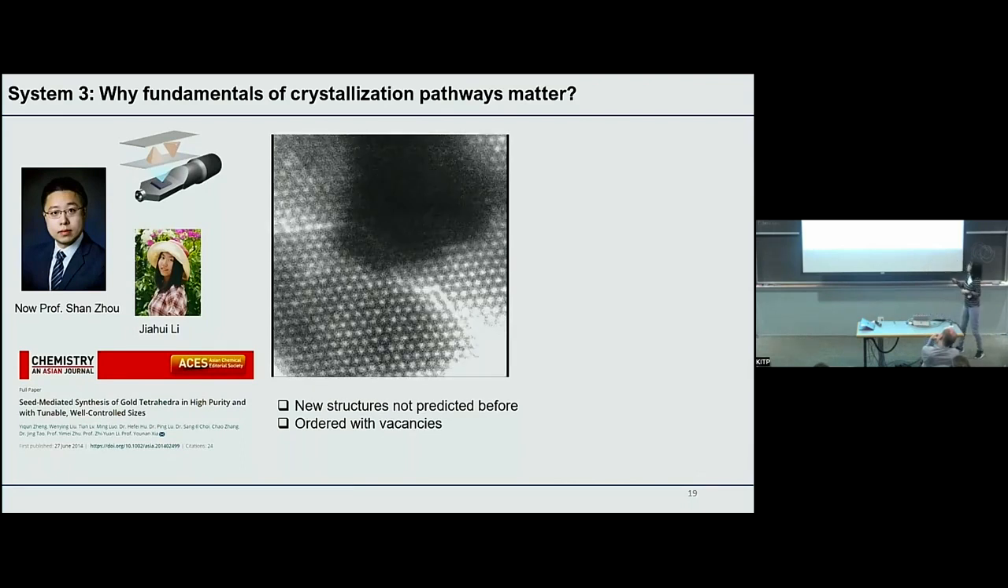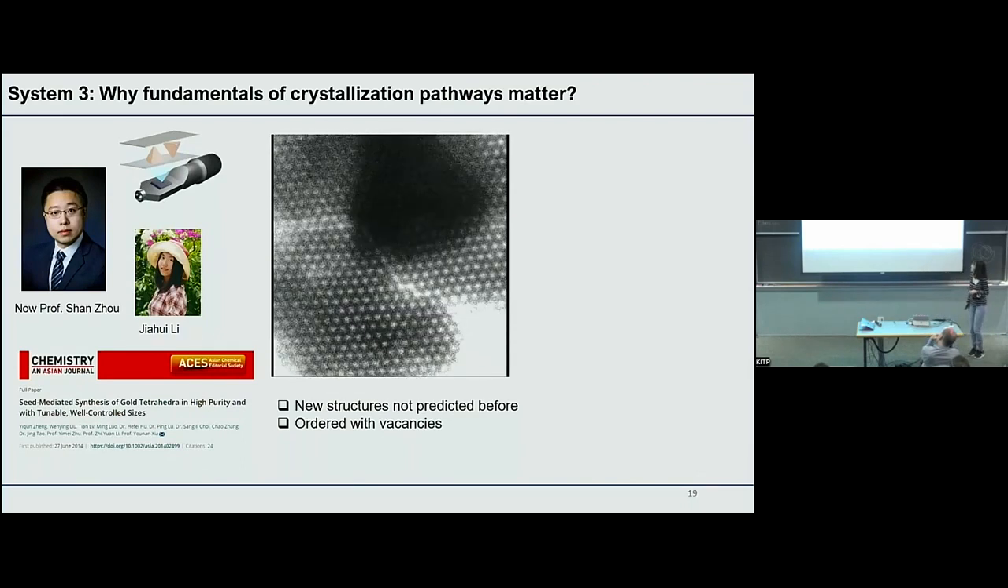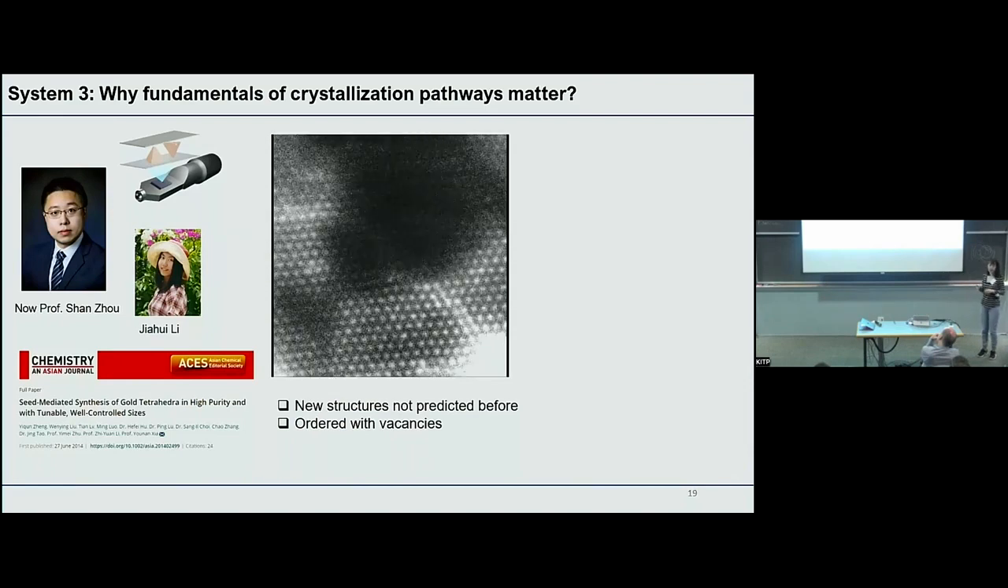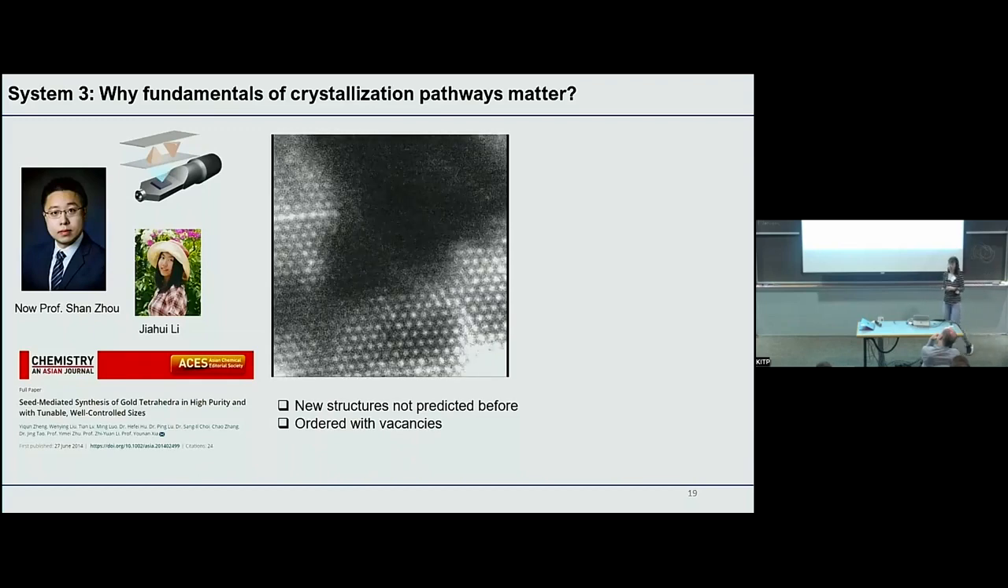And this is a movie she was able to get. In this movie, there are also 2 features to highlight. One is that the tetrahedral nanoparticles form a very ordered structure. And the second is that you can see there are a lot of voids in this ordered structure.